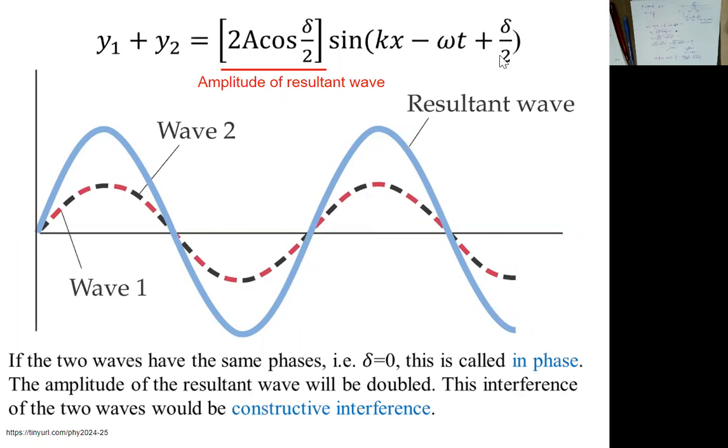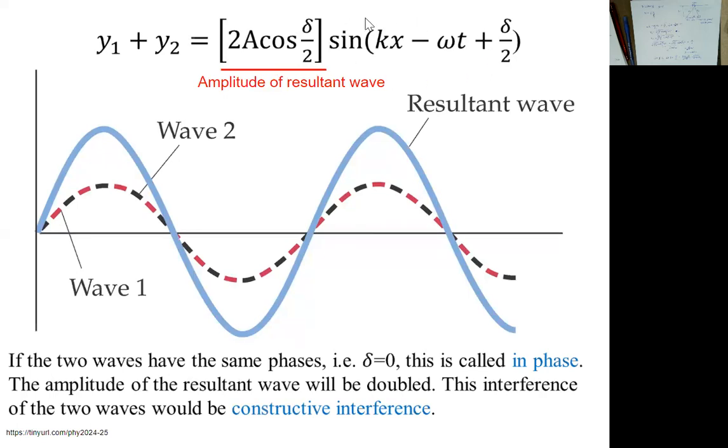Now you can see again, this is a sine function that depends on the position and then the time. Now in the cosine function, it doesn't depend on the position and time. So then it's a constant term here. So 2A cosine of delta divided by 2. Delta is the difference of the arguments of the two sine functions. So then this is the new amplitude of the new wave.